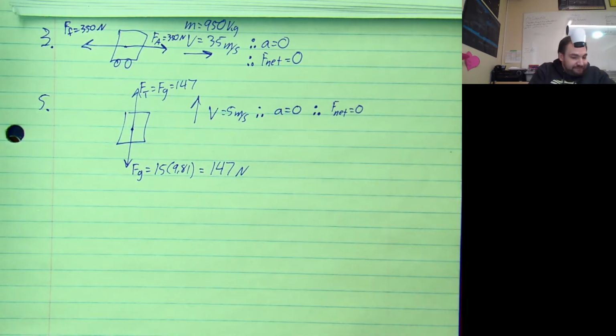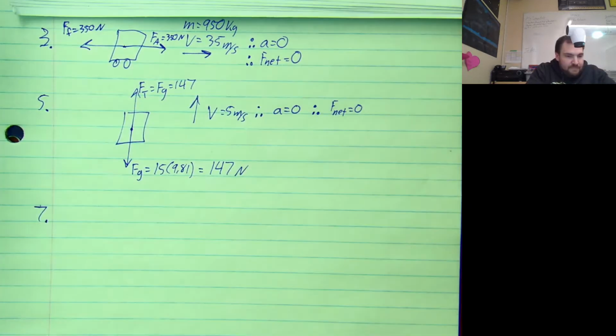Number 7, shall we? A 75 kilogram skydiver falls at terminal velocity, which is 220 kilometers per hour, before pulling the chute. If she slows to 25 kilometers per hour in 3.8 seconds, determine the average force of air friction that acts on her during the deceleration.